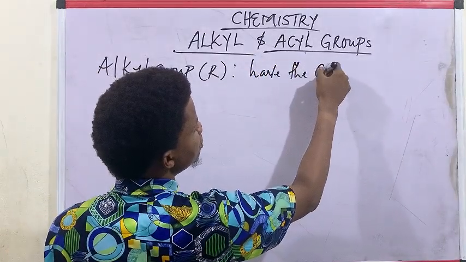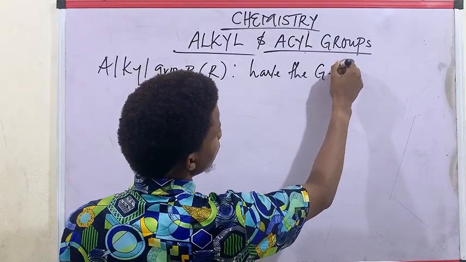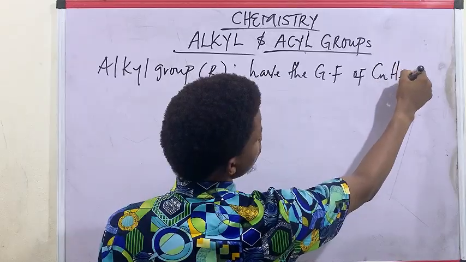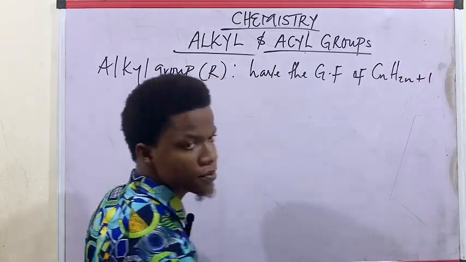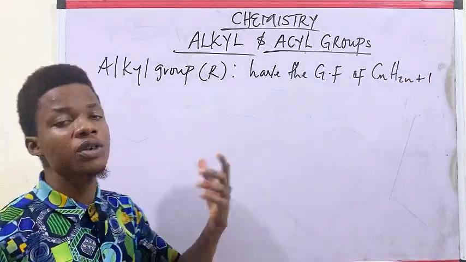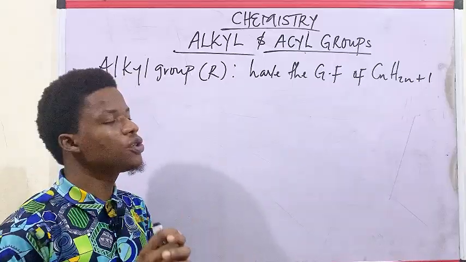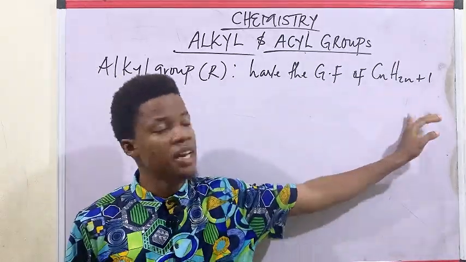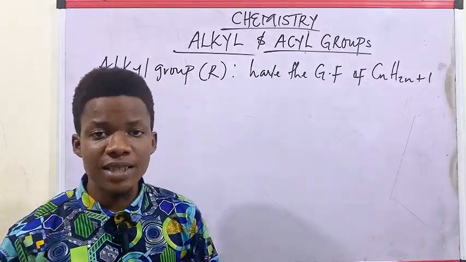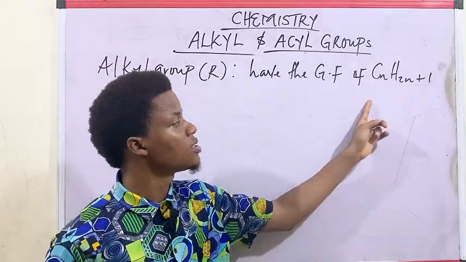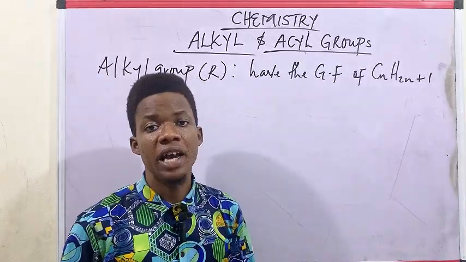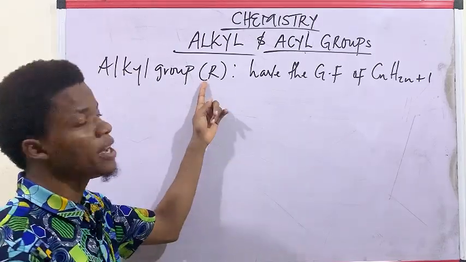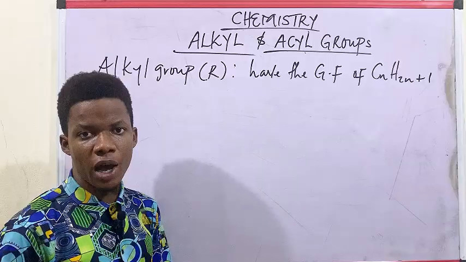Now, alkyl groups generally have the general formula of CnH2n+1. So, once we are talking about alkyl groups, one thing you need to understand is that alkyl groups have the formula CnH2n+1. That simply means anywhere you see CnH2n+1, it implies an alkyl group, which is also referred to as the R group. Are you with me?